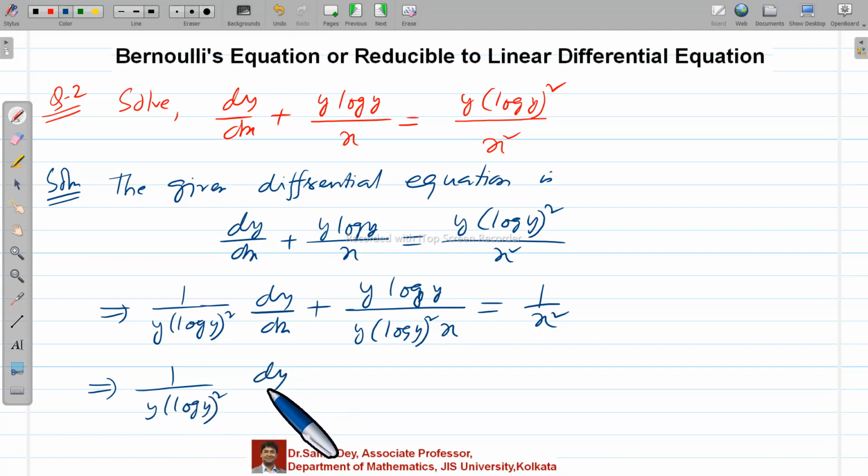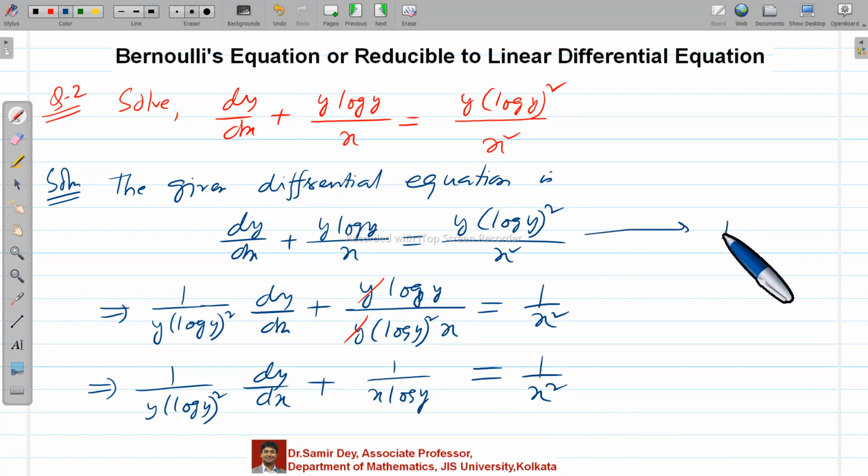Clear? Now if we simplify, it is 1 by (y log y) whole square dy by dx plus, this y is cancelled, log y whole square cancels, so it is 1 by (x log y) is equal to 1 by x square. This is equation number 1 and this is equation number 2. Now the right hand side is free from y, so move to the next part. Whatever the y term you have, that part you should consider as z.